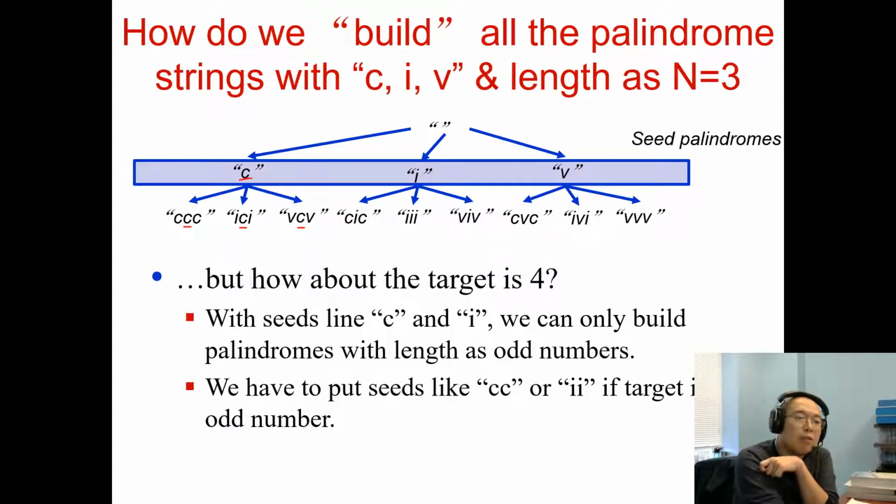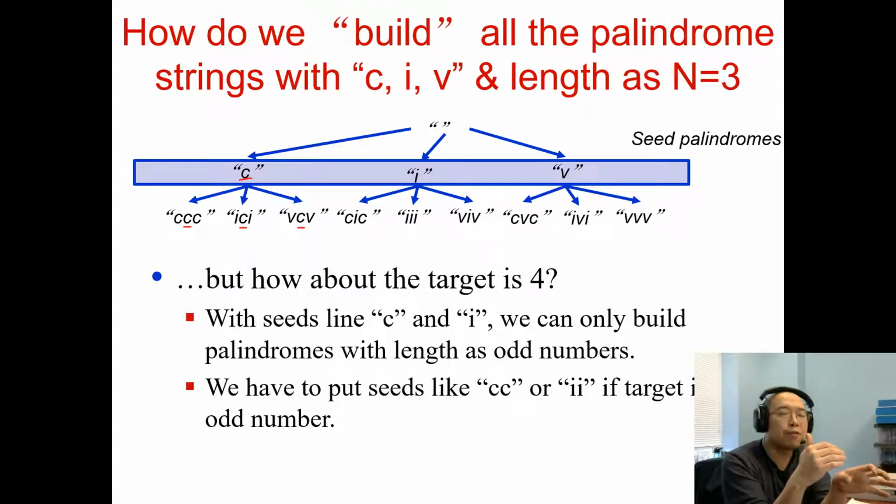So the question is, how do we have the target as 4? What we have to change is the seed palindromes: we have to start from CC, II, and VV. For each letter, we repeat it once. So we have CC, 2 letters, and it is a palindrome. And then II, it is a palindrome. And then VV, it is another palindrome.